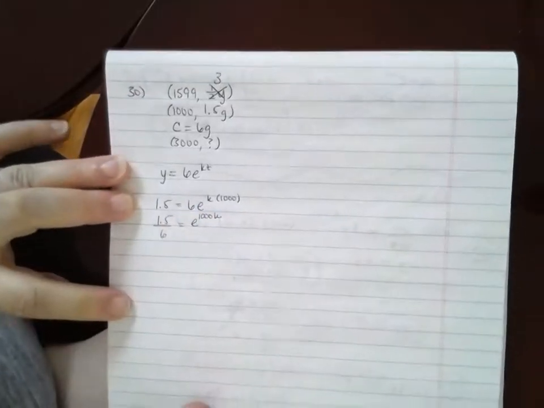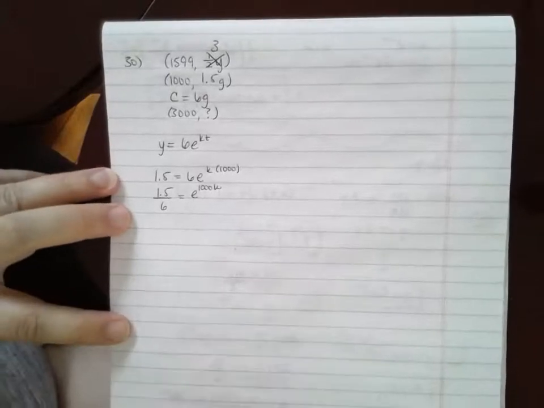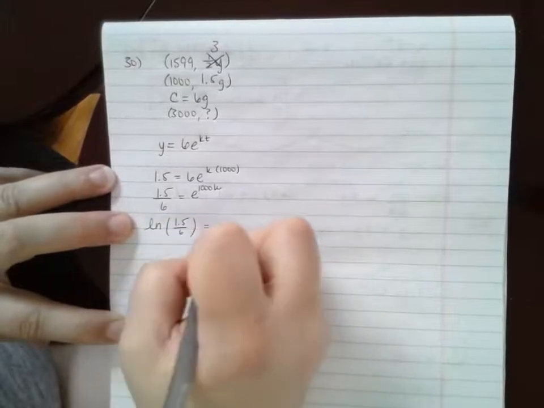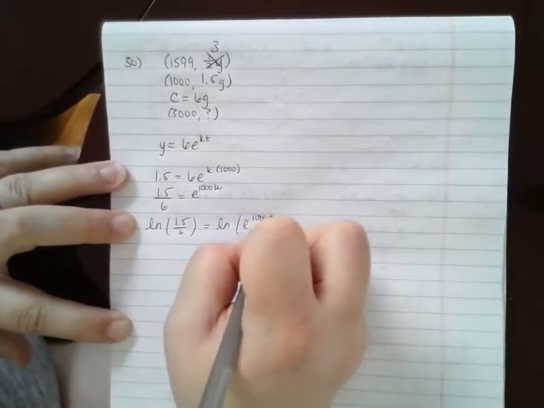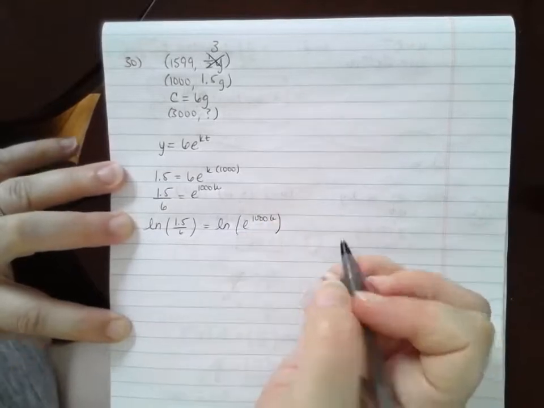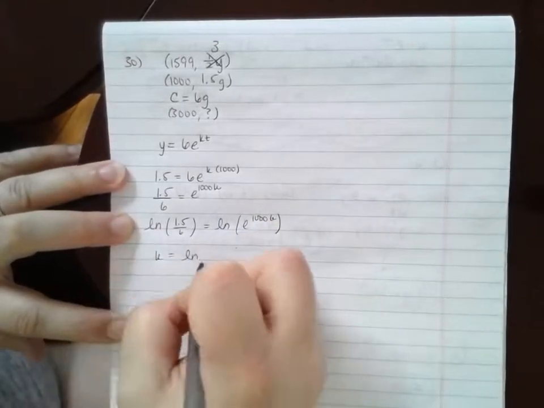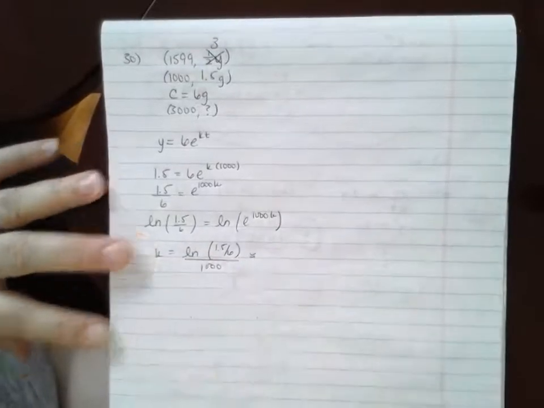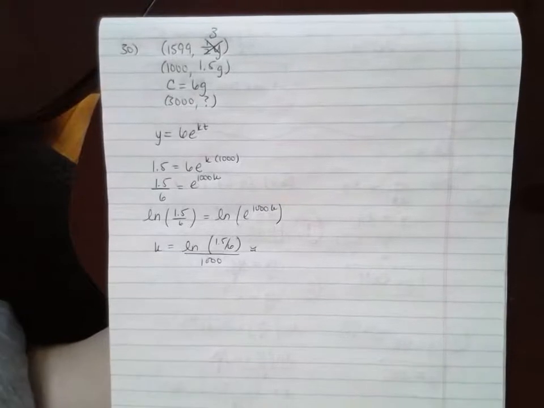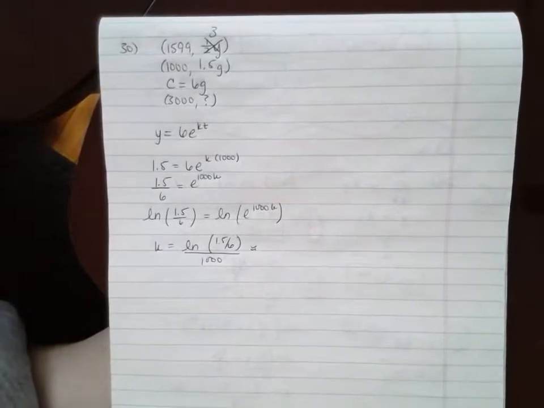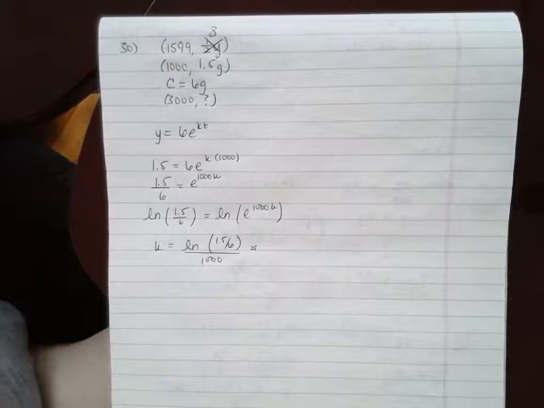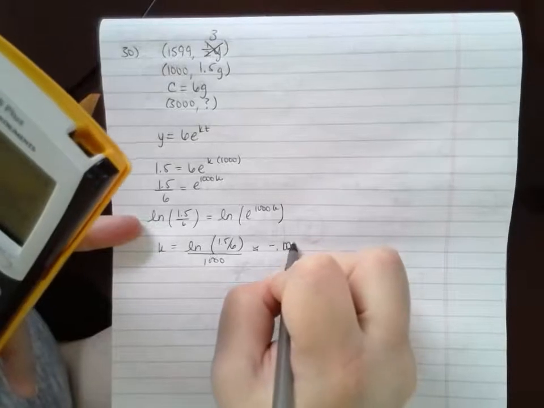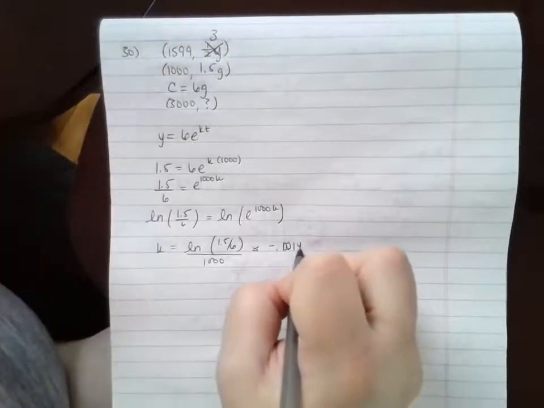I think this question gave more information than you actually needed. Apply natural log to both sides. And in the process, divide by 1,000. So k is equivalent to the natural log of 1.5 over 6 divided by 1,000, which is approximately equal to negative 0.0014. I'll go 4 decimals for this one.